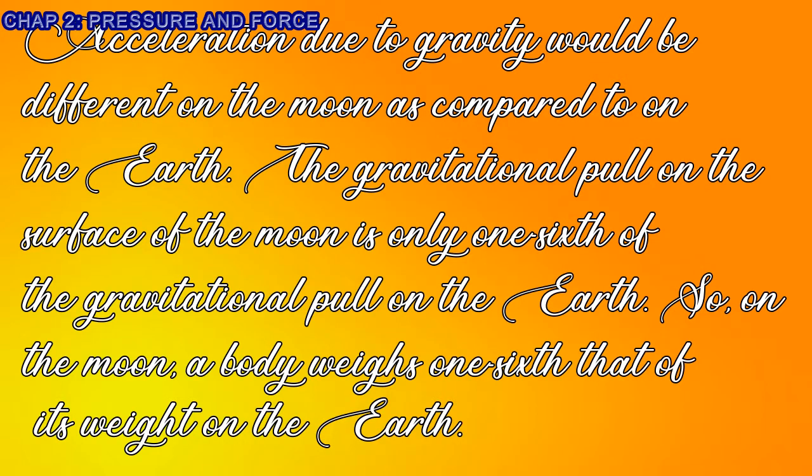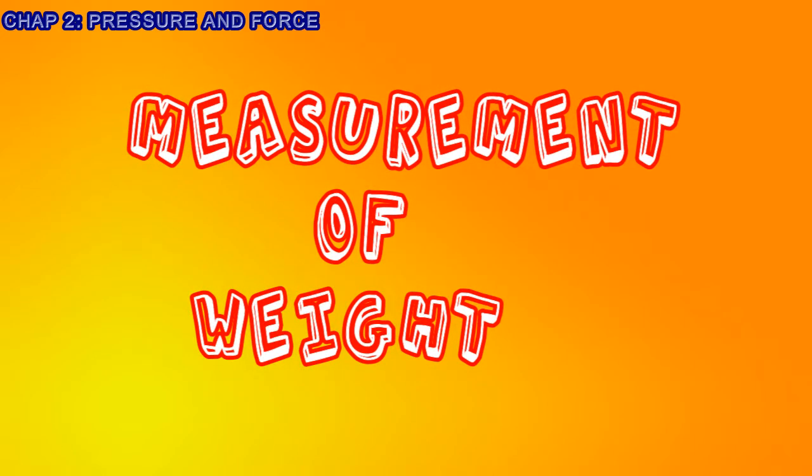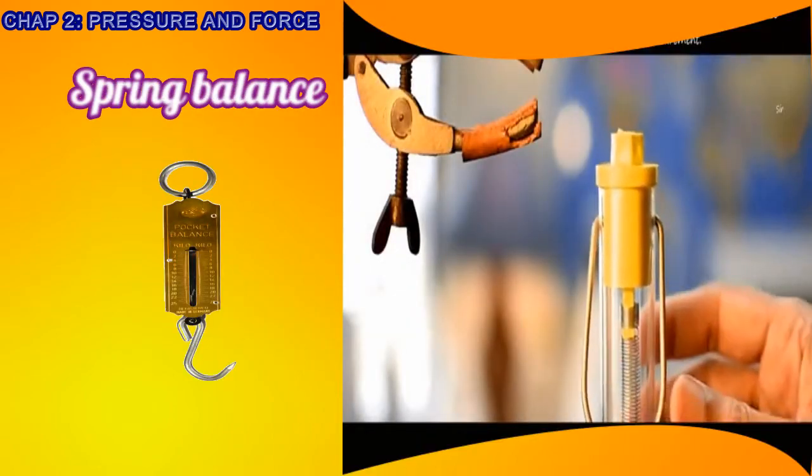Acceleration due to gravity is different on the moon as compared to the earth. The gravitational pull on the surface of the moon is only 1/6 of the gravitational pull on the earth. So, on the moon, a body weighs 1/6 of its weight on the earth. Measurement of weight. The weight of an object is measured with the help of a spring balance.